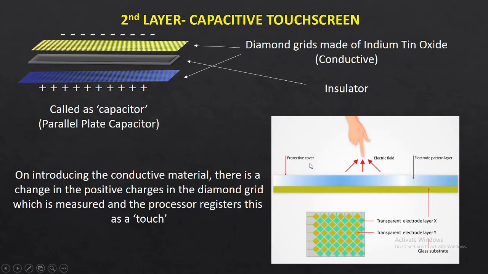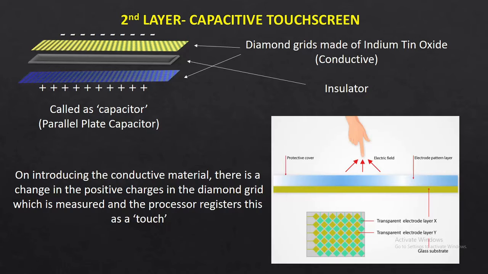Below the protective glass is a projective capacitive touchscreen that senses the presence and location of a conductive material, for example your fingertips. It consists of two transparent diamond grid patterns which are made of indium tin oxide, which acts as a conductor, and a clear insulator between them.